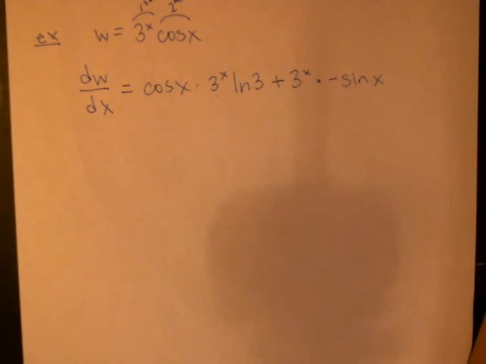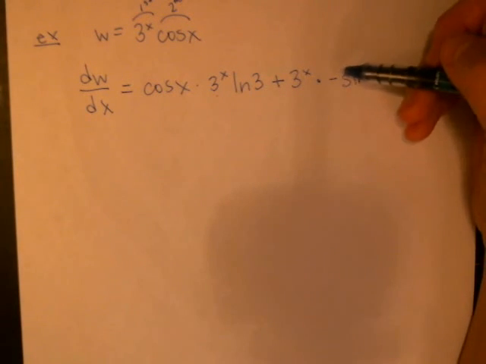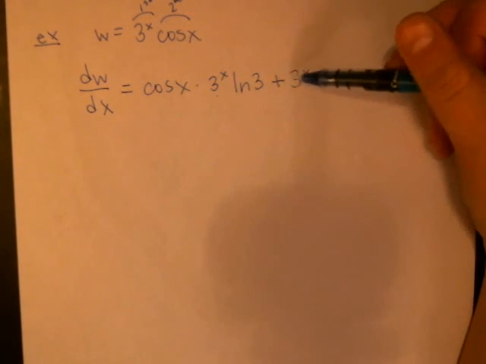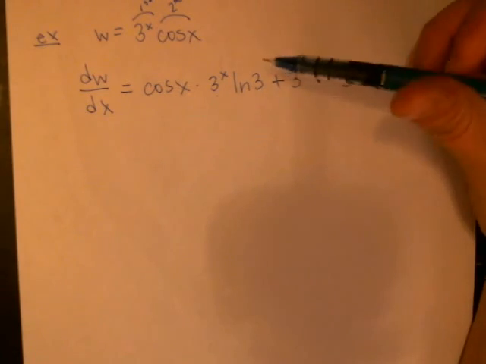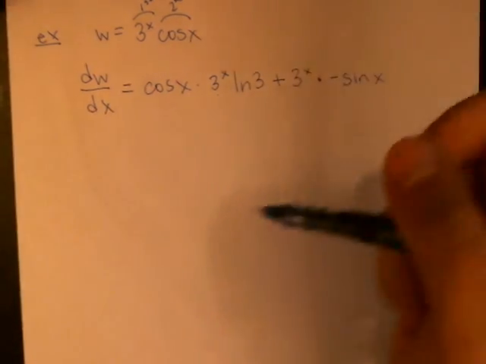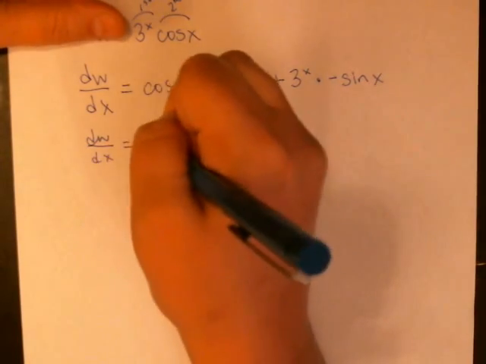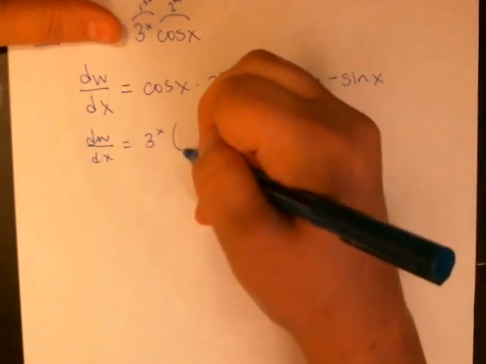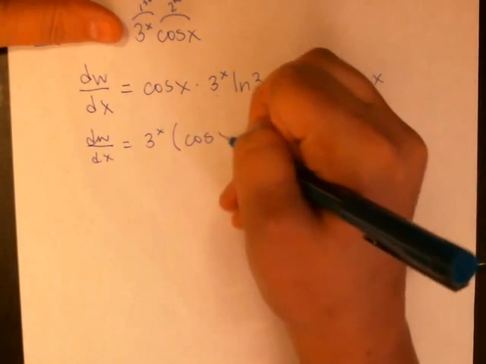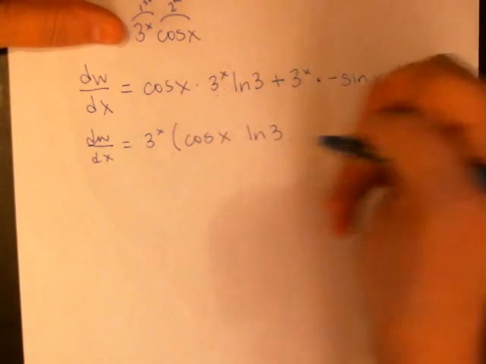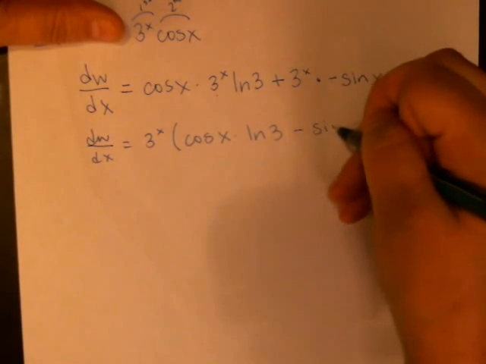Okay, and then again, you don't really need to do much on simplify here. I would deal with this negative sign, just make this a minus. And the other thing you can do is factor out a 3 to the x. It's not required, but later we're going to do some solving where that factoring will be good. So I think it's a decent thing to practice now. So we'll have the cosine of x multiplied by the natural log of 3 minus the sine of x.